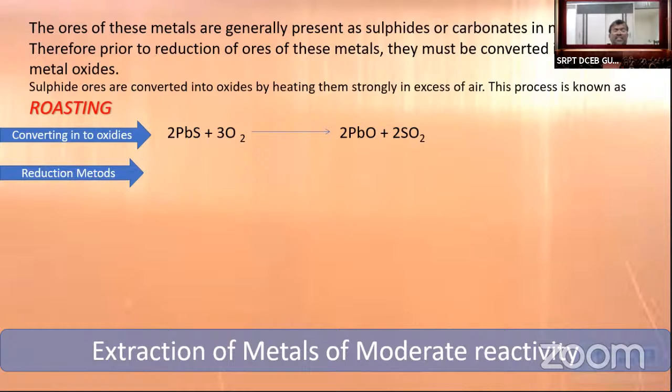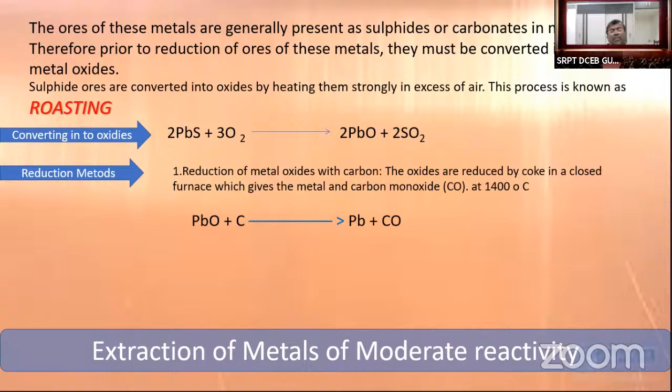It is the first step. Now the actual important method, that is the reduction of the metal. In the extraction of the moderately reactive metals, the first step is converting the ore into the oxide. The second one is the reduction. Now see, coke is added to the oxide, then the reduction will be easy. Here, the reducing agent is coke. It helps the lead oxide reduce to lead.